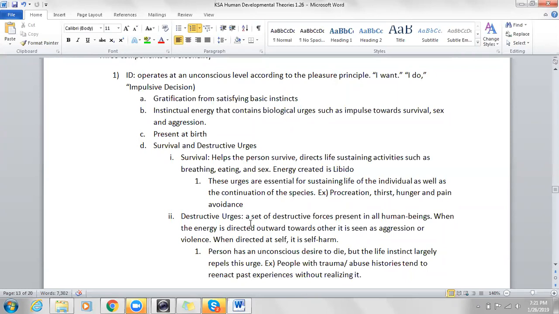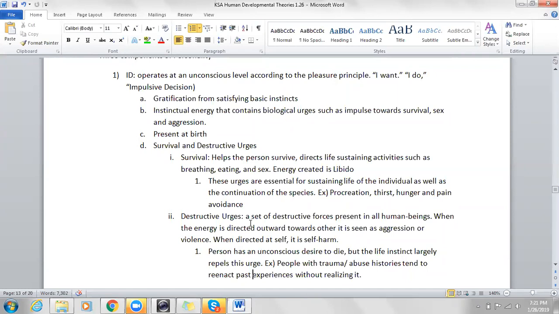So it breaks down into survival or destructive urges. So survival helps the person survive through life-sustaining activities such as breathing, eating, and sex. Sex here is for reproductive matters. And this energy creates libido. So these survival urges are essential for sustaining life.